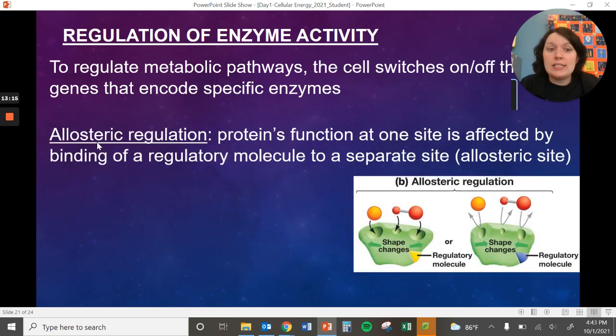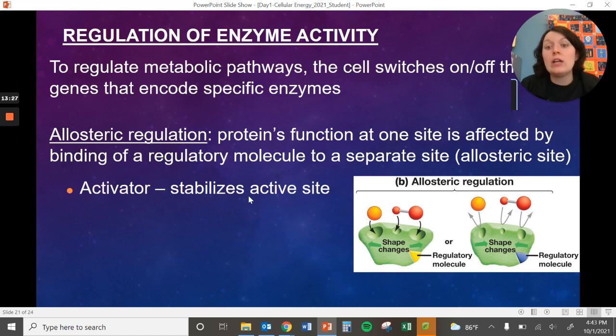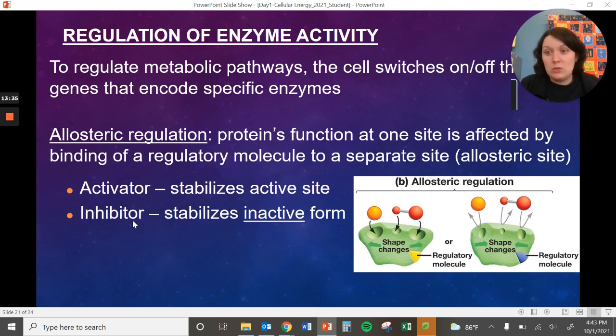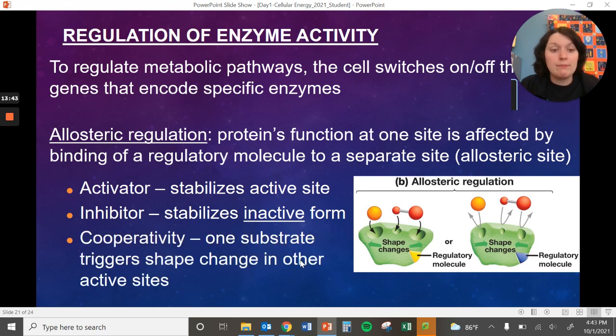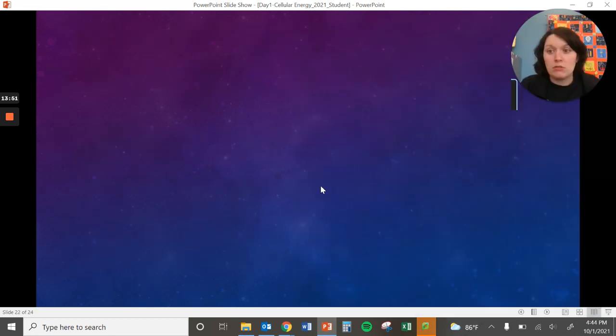We can also have allosteric regulation, which we talked about when we talked about enzymes in the past. So allosteric is dealing with a spot other than the active site. So we can have things that are going to regulate our enzymes. We can have activators that will bind allosterically and activate, so they will stabilize that active site. Or we can have inhibitors, which we talked about in the past, which would stabilize the inactive form, making our enzyme have a conformational change and not be able to function properly. We can also have cooperativity, where one substrate triggers a shape change in another active site. So very similar.